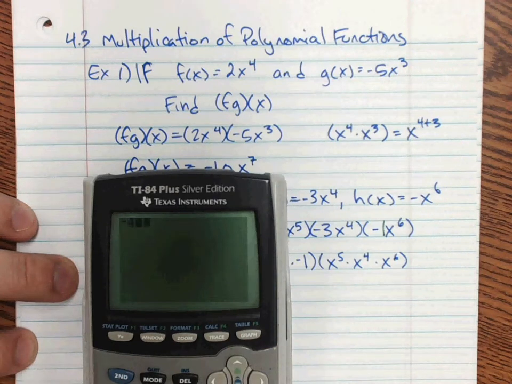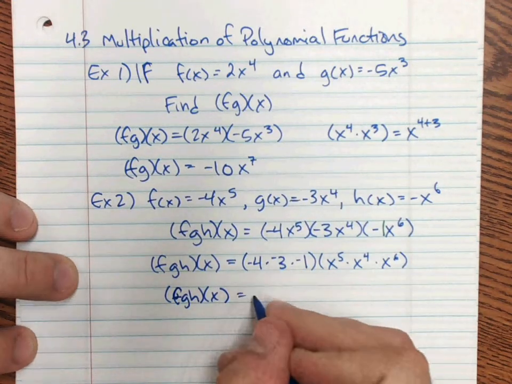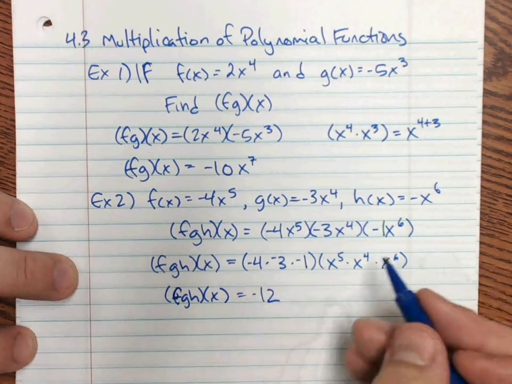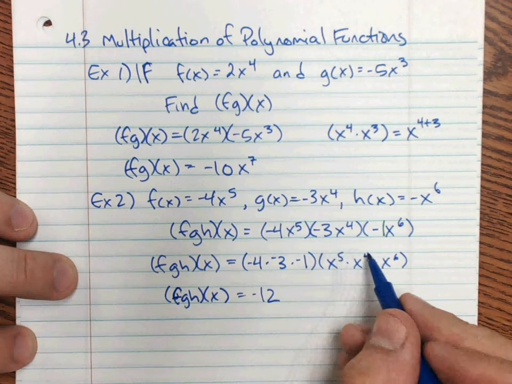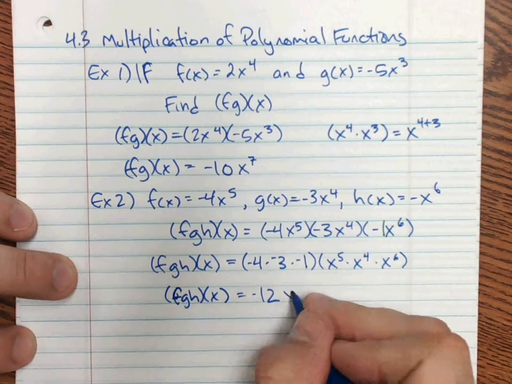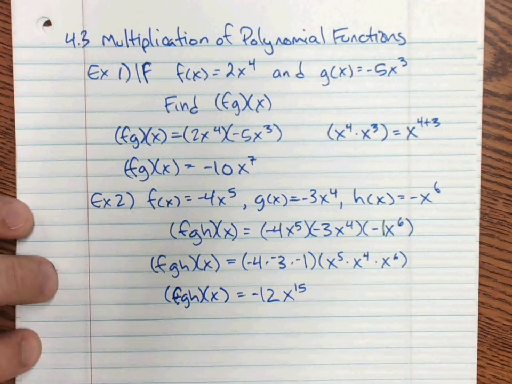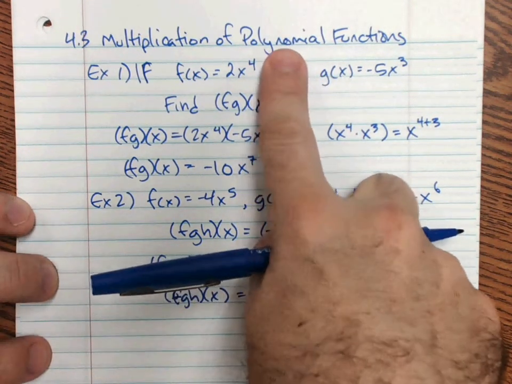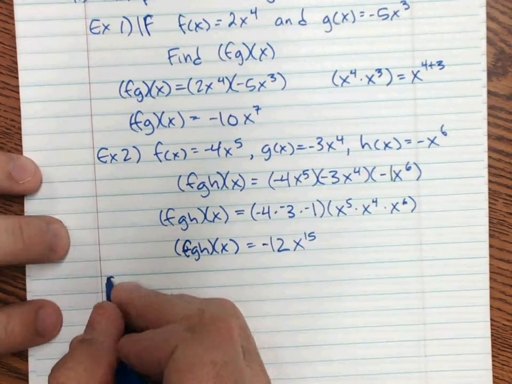Negative 4 times negative 3 times negative 1 is going to be negative 12. These are powers of the same base, so we are going to add the exponents. 5 plus 4 is 9. 9 plus 6 is 15. So negative 12x to the power of 15 is going to be the solution there. So that's a pretty simple one. And then technically we're not even multiplying polynomial functions yet. We're just multiplying monomials. So we're going to move on to the polynomial functions.